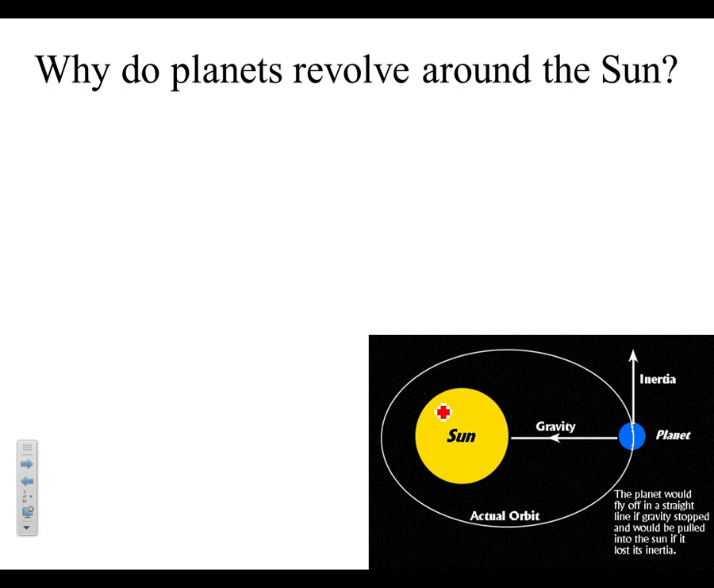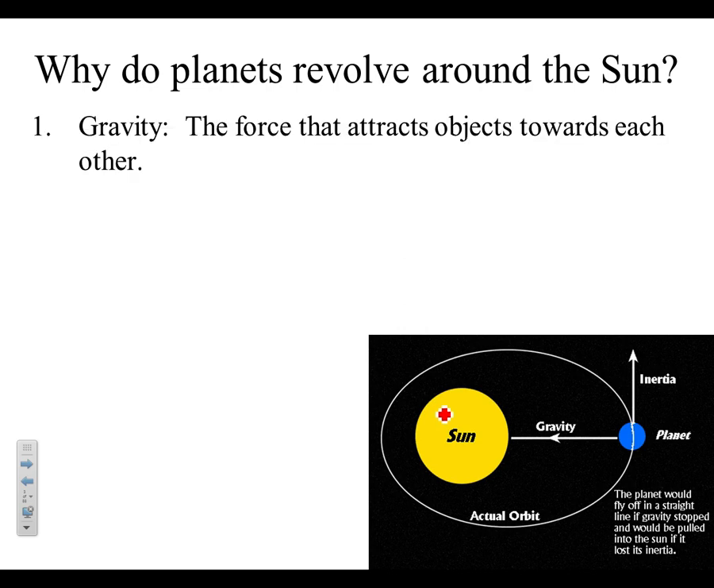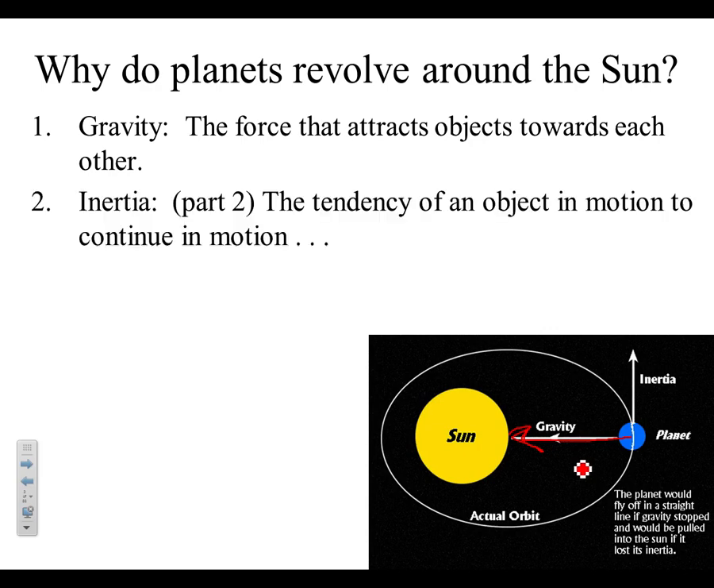Okay, why do planets revolve around the sun? We really already learned this during our physics units. Okay? We see the two main forces. Gravity attracts objects toward each other. So basically gravity is trying to pull the Earth towards the sun, okay, a fiery death. But inertia, the second part, an object in motion continues in a straight line. So inertia says we're going to go in a straight line and the Earth is going to go out and freeze to death. So what happens?